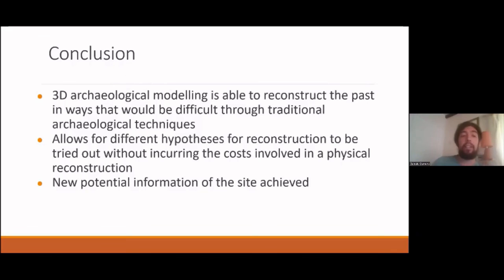in reconstructing the past in ways that would be difficult through traditional archaeological techniques. Rebuilding Fuwayrit allowed me to try different hypotheses for reconstruction without incurring the costs involved in a physical reconstruction. Plus, new potential information about the site was able to be inferred.